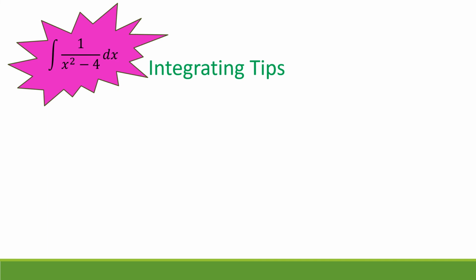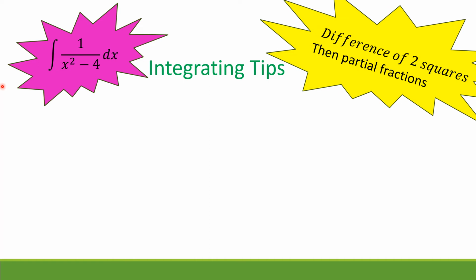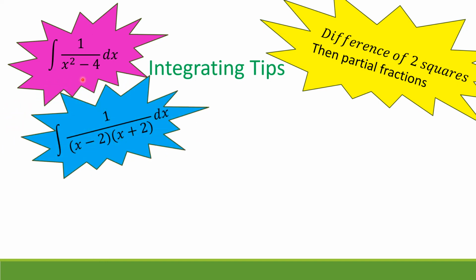My last tip we're going to look at is to integrate something where I've got a squared in the denominator. So I've got 1 over x squared minus 4. Now in this scenario, we're going to use the difference of 2 squares, then we're going to use partial fractions. Now the difference of 2 squares splits this into 2 brackets, where the brackets are exactly the same except one has got a plus sign and one has got a minus sign. So when I use the difference of 2 squares, I'm just going to get x minus 2 and x plus 2. So we're going to be integrating this with respect to x.